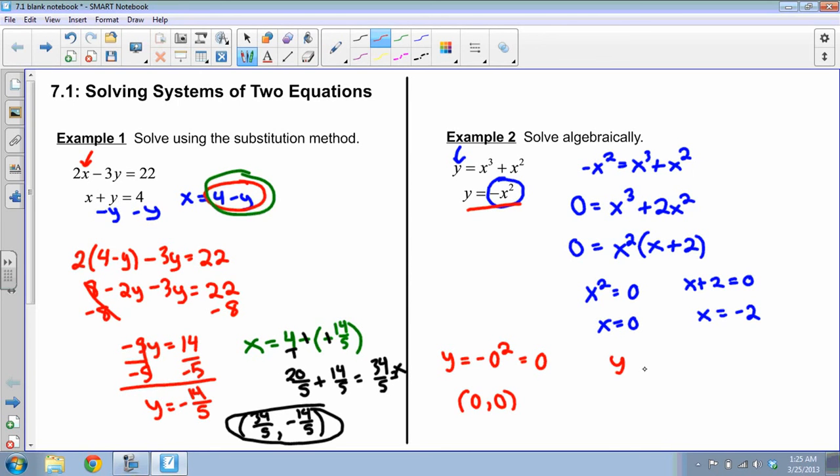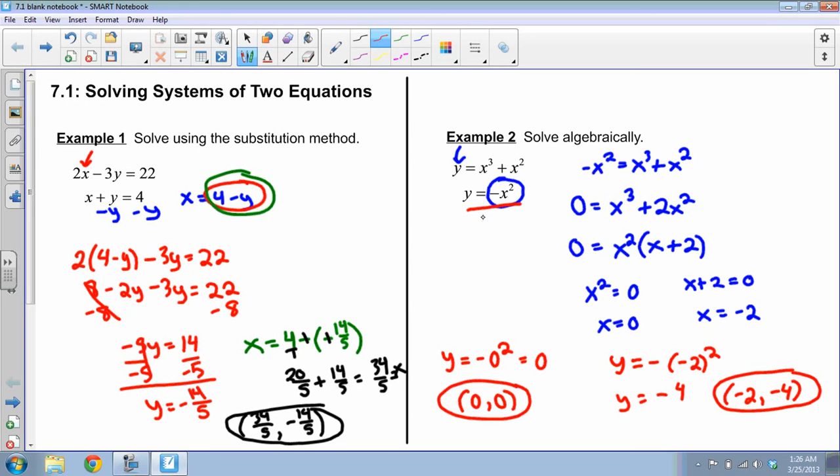Then I'm going to plug in negative 2. So negative 2 squared. Remember that whenever you plug in a negative number, you put it in parentheses, and here I would square before I take the negative into account. So negative 2, when I square it, becomes positive 4, but there's a negative in front, which makes it negative 4. So my other point is negative 2, negative 4. I have two answers here, negative 2, negative 4, and 0, 0. Then we could graph both of these in y equals and look at the graph to see if that really matches up.